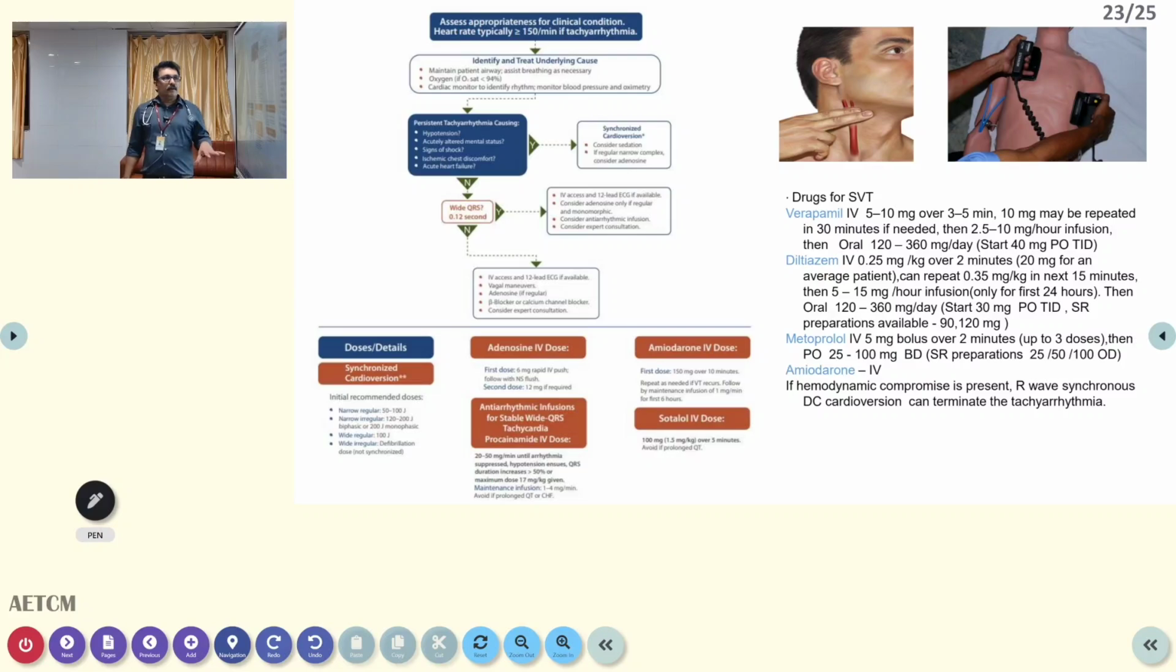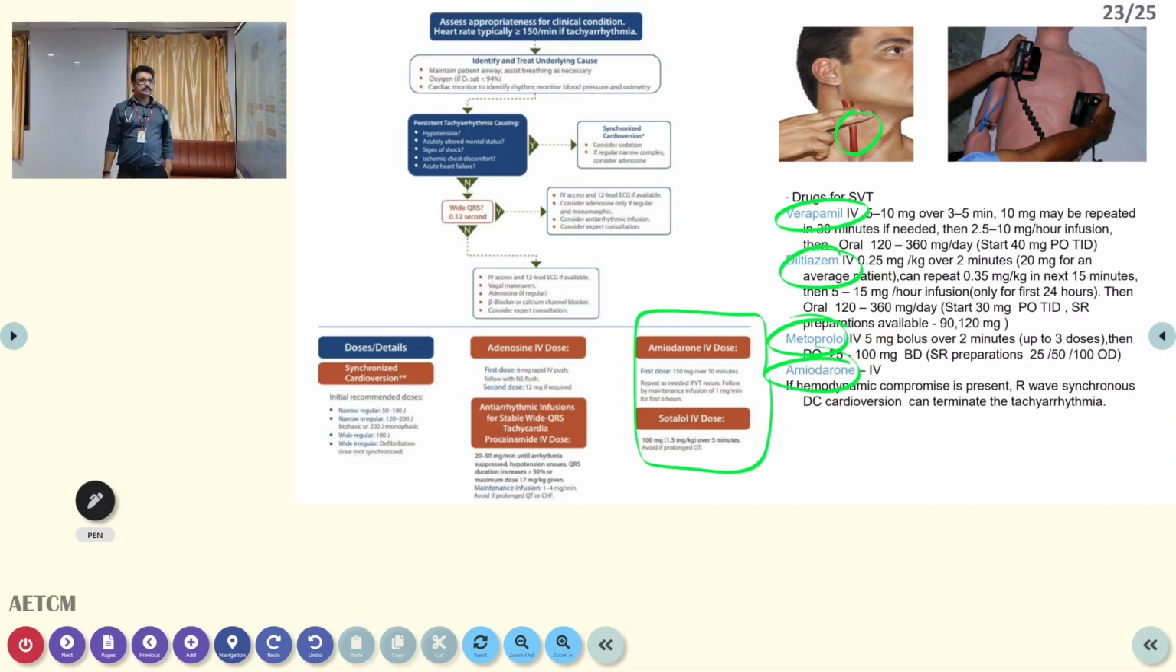Now, when you have a tachycardia, if you know that it is SVT, then you can go for carotid sinus massage. Then you have drugs like verapamil, diltiazem, metoprolol, amiodarone. Amiodarone is one of the useful drugs, which can be used in almost all types of tachycardias. Whereas metoprolol, diltiazem, verapamil, you should try to avoid in conditions like WPW syndrome.